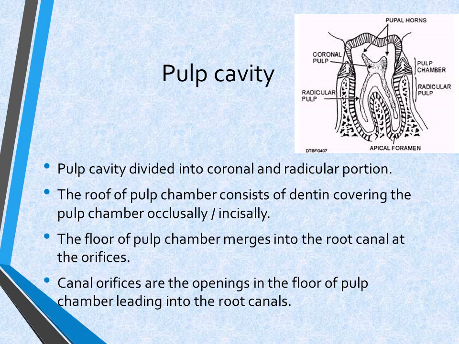As soon as you remove the roof, or what we call de-roofing, you are able to see the pulp chamber. The floor of the pulp chamber merges into the root canal at the orifices, and the canal orifices are the openings in the floor of the pulp which lead into the root canals. So basically, once you have done your de-roofing, you will be able to see the pulpal chamber and the pulpal floor, and you will be able to appreciate the orifices. These orifices are what lead into the root canals.